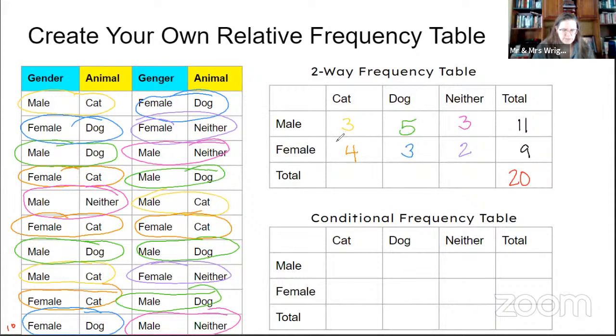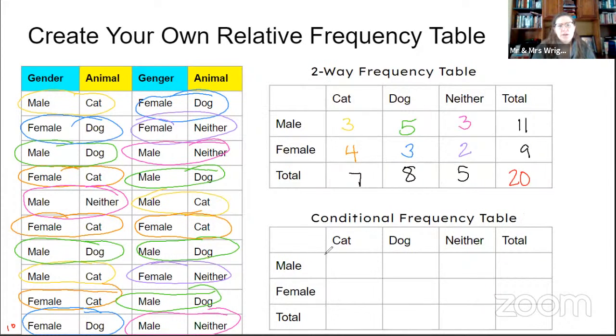All right, so 3 plus 4 is 7. 5 plus 3 is 8. And 3 plus 2 is 5. And then 7 plus 8 plus 5 is 20. So I verified that our frequency table is correct. And now we need to do our conditional frequency table.